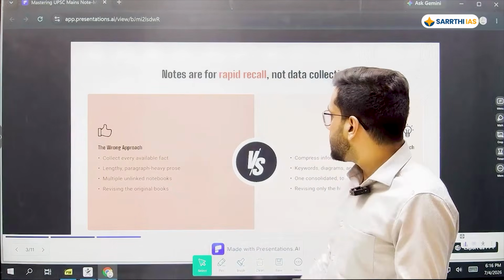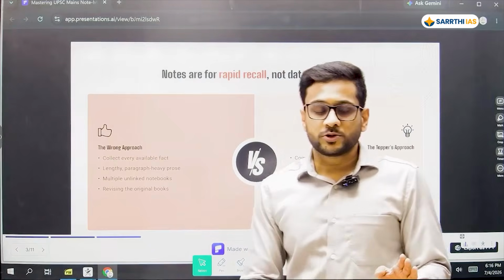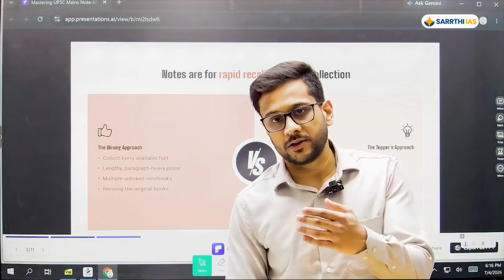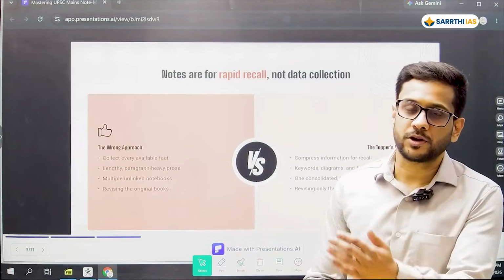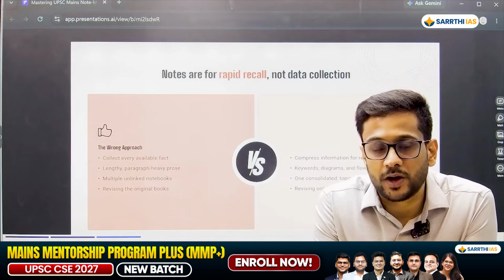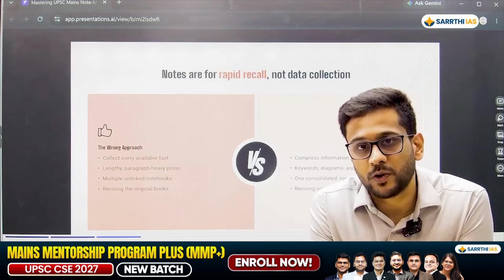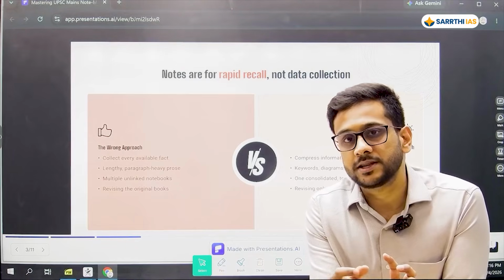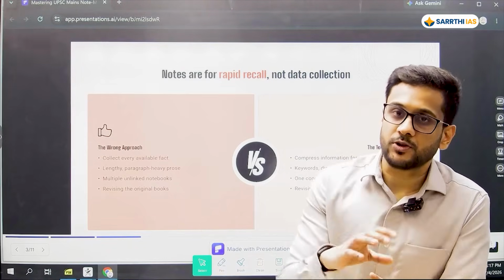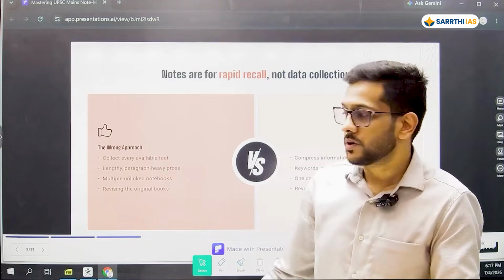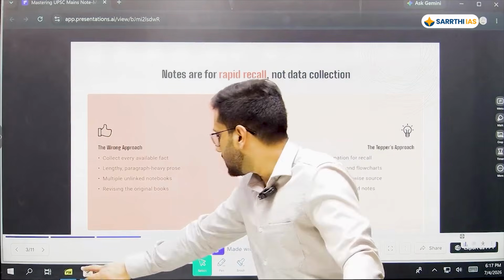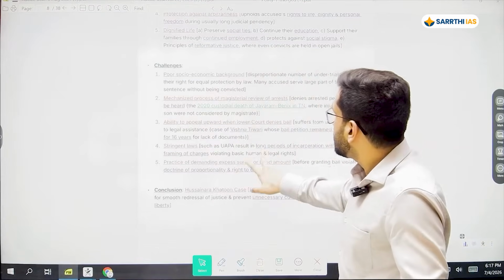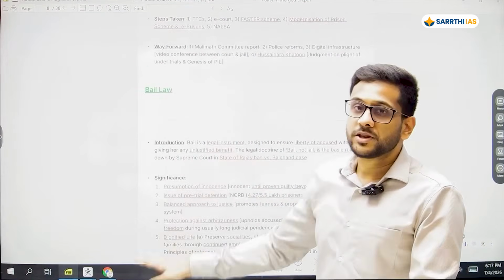Then, multiple unlinked notebooks. What will happen? Let's take the example of polity only. Let's say you are making your static notes in one notebook, then you are making current affairs notes in another notebook, then value enrichment is in some other notebook. So don't do that.